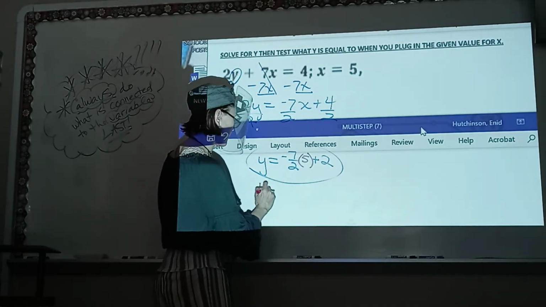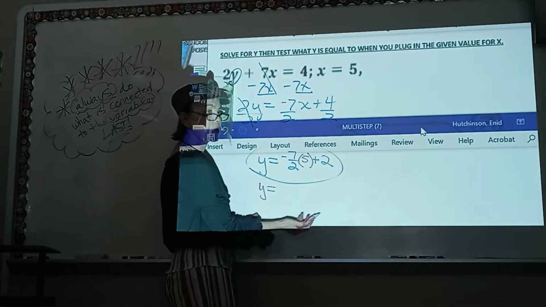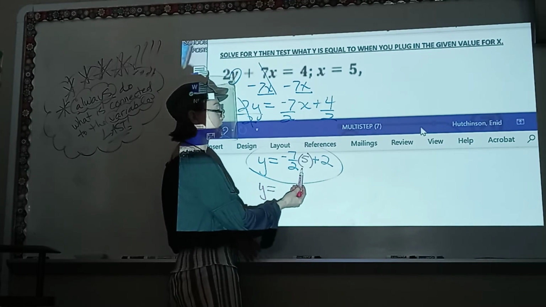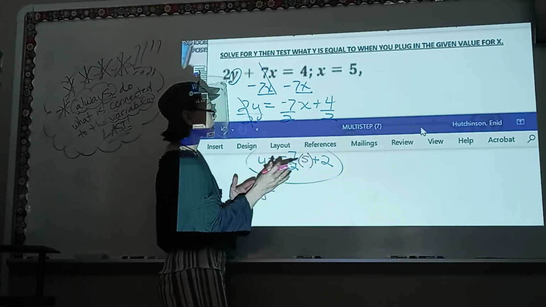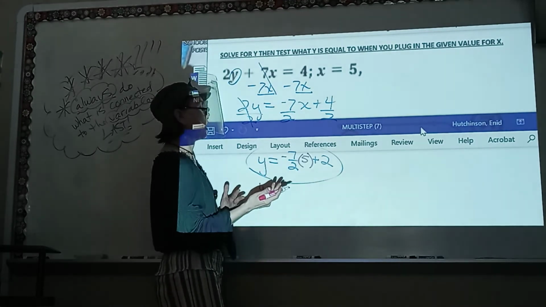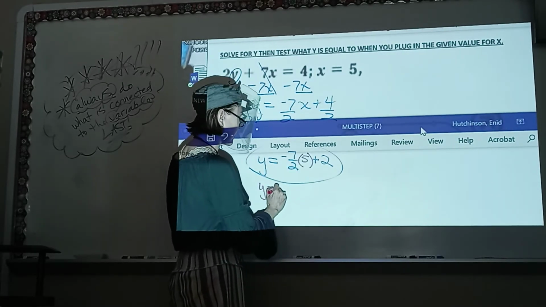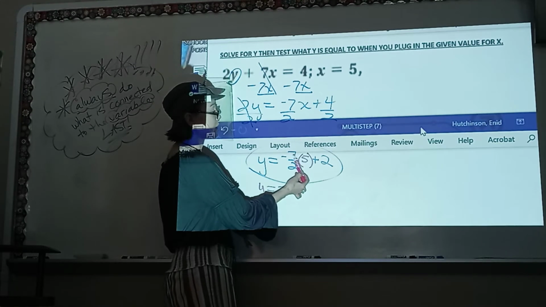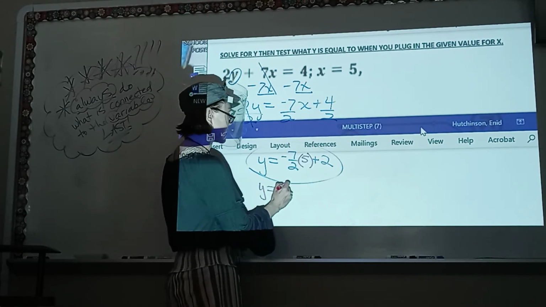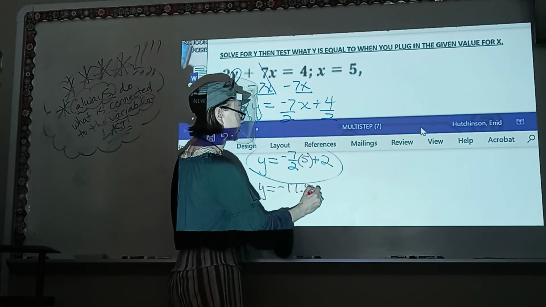Bring down your y. So now all you have to do is the math. You have to do negative 7/2 times 5 plus 2. Here's where we can utilize the decimal situation. A negative times a positive gives you a negative, and 5 times 7 is 35. 35 divided by 2 is 17.5, plus 2.